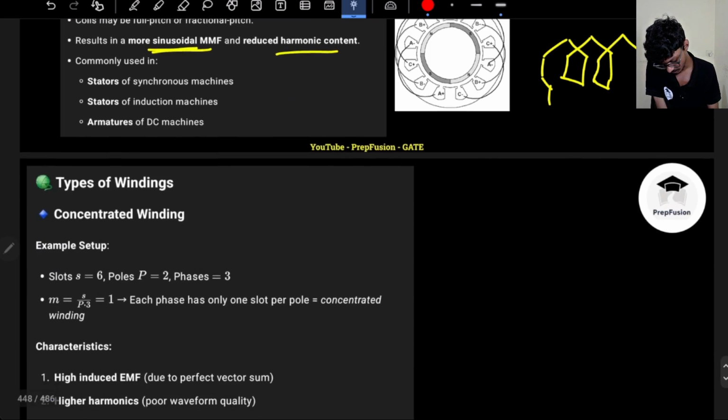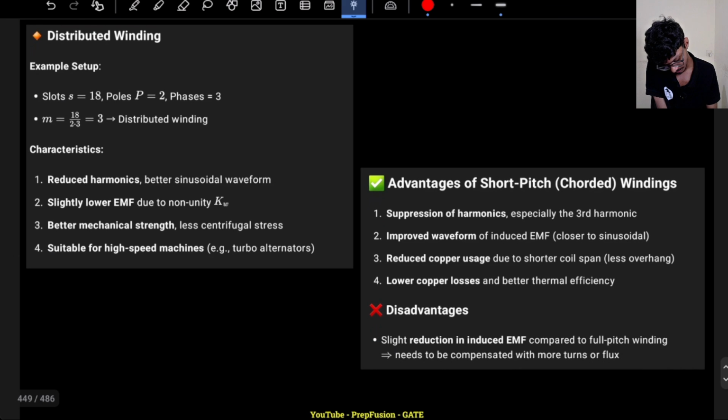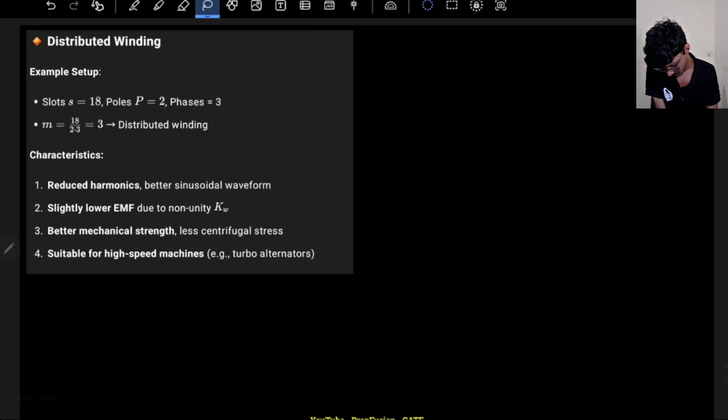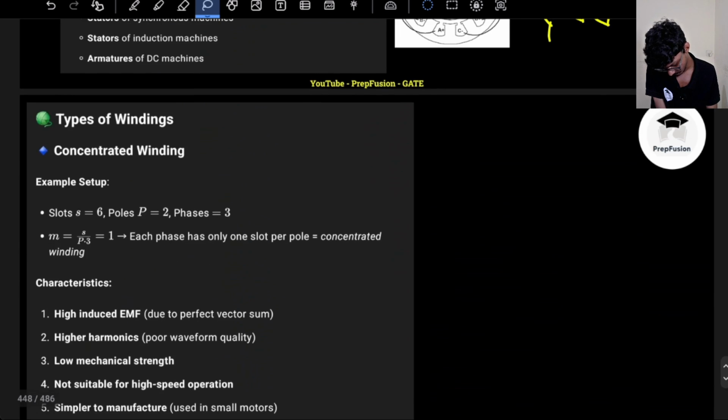Have I told it? This is already slightly distributed. This advantage of short pitch winding already has been discussed. We don't need to discuss this. Yeah, distributed winding is what we're discussing.